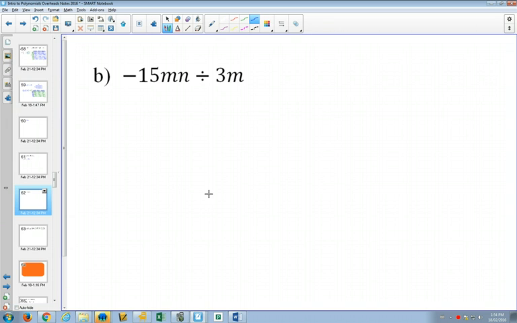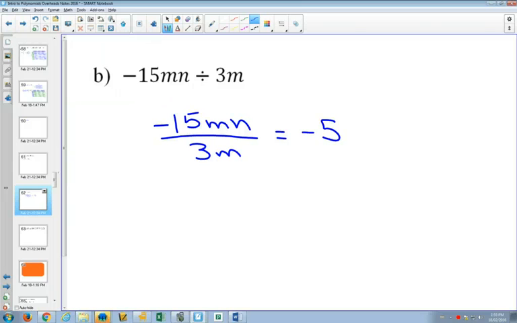So negative 15mn divided by 3m, this means the same as this. So now we look at our coefficients. What's going to happen when we do negative 15 divided by 3? Negative 5. Negative 5n, because the m's are going to cancel out.